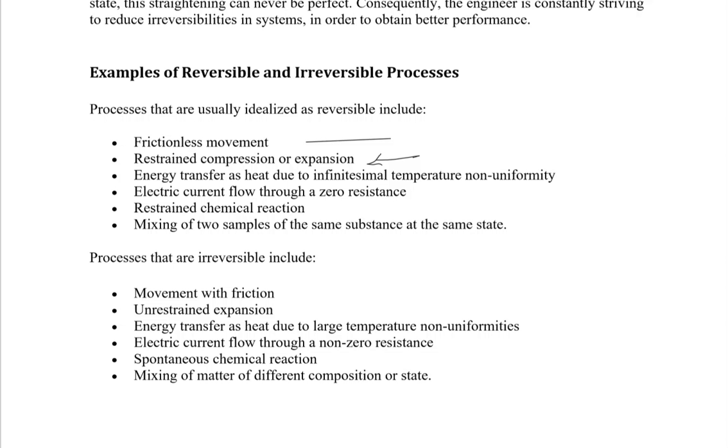Restrained chemical reaction, and mixing of two samples of the same substance at the same state, would also be called reversible. And obviously, friction processes, unrestrained expansion, mixing of different matters of different composition or state, and spontaneous chemical reactions are examples of irreversible processes.